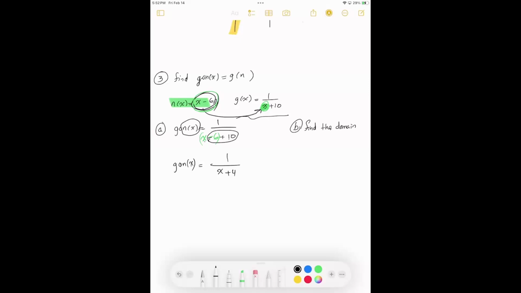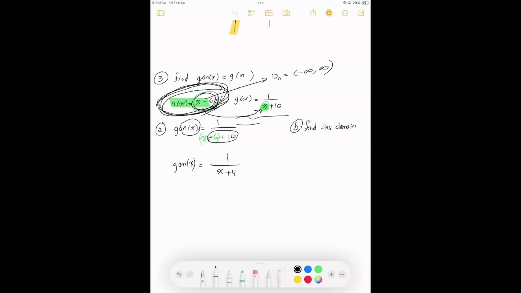When you're finding the domain of these functions, you have to first take a look at the function that you fed it into, this n. Look at the domain of n of x first. We don't care about the domain of g, we care about the domain of n. N is a polynomial, so the domain of n is everything, all negative and positive real numbers.